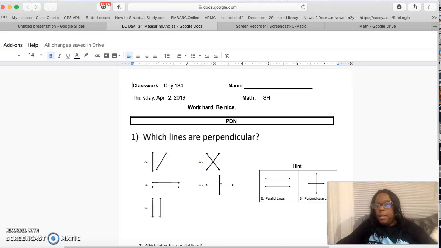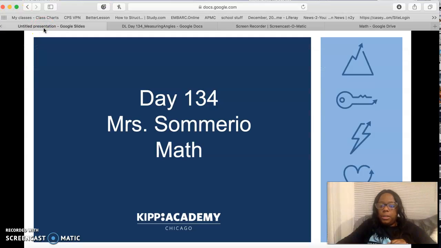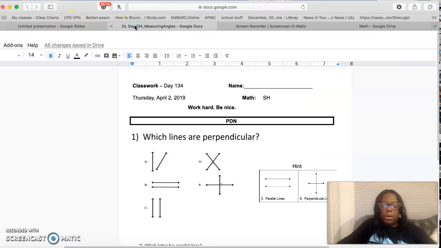Hi guys, it is day 134 and this is math. We're going to be focusing on perpendicular lines and geometric figures.